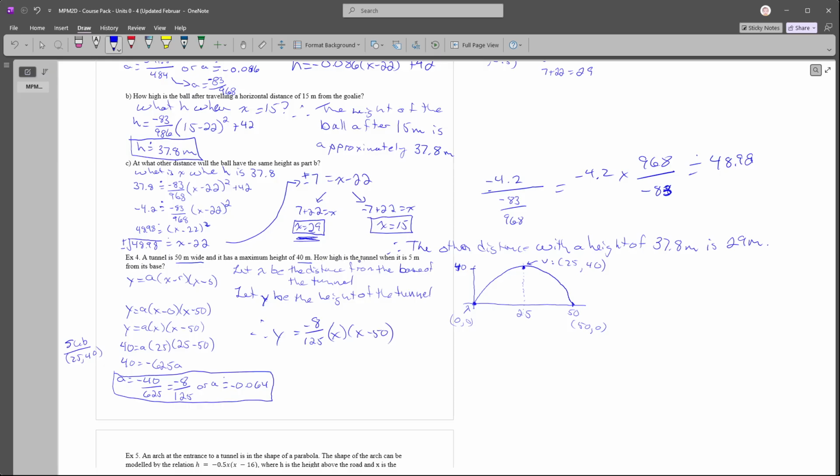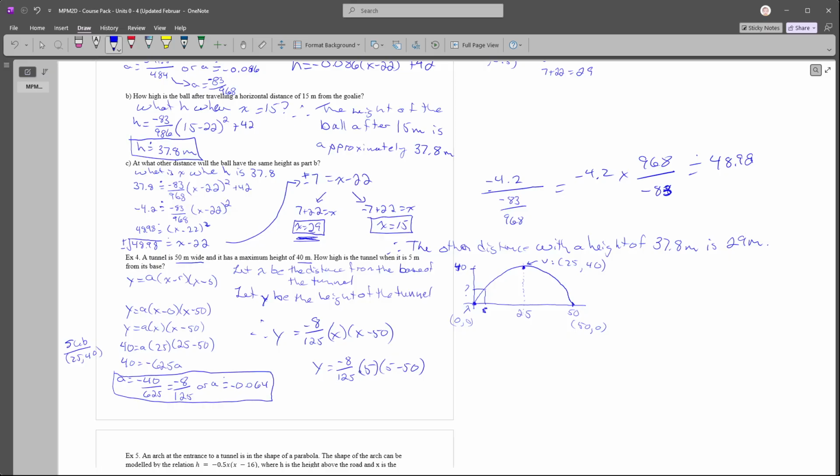Now it says how high is the tunnel when it is 5 meters from its base. So we're looking at this. When this is 5, what is the height? So our goal is to find y when x is 5. So we substitute. So y is equal to negative 8 over 125 multiplied by our x is 5 times 5 minus 50. So that's negative 45. Not the best, but whatever.